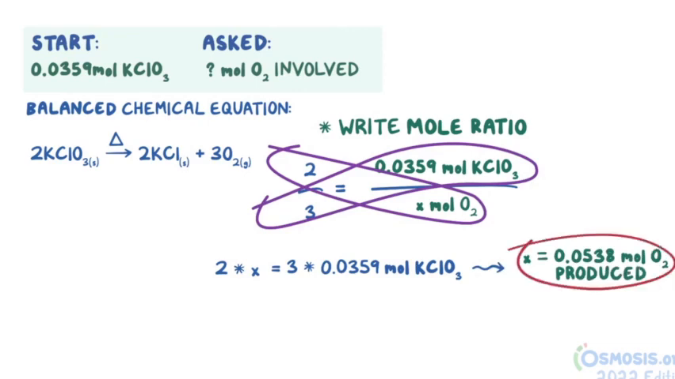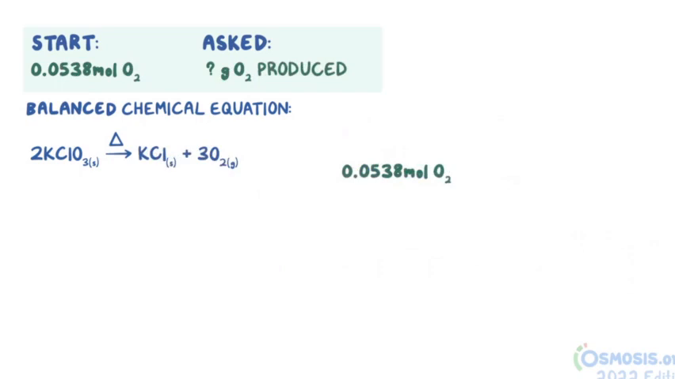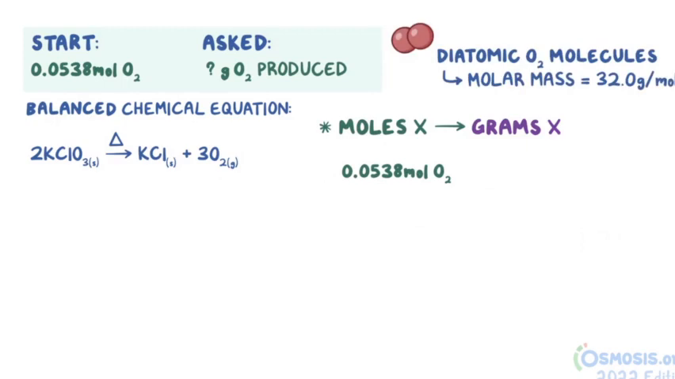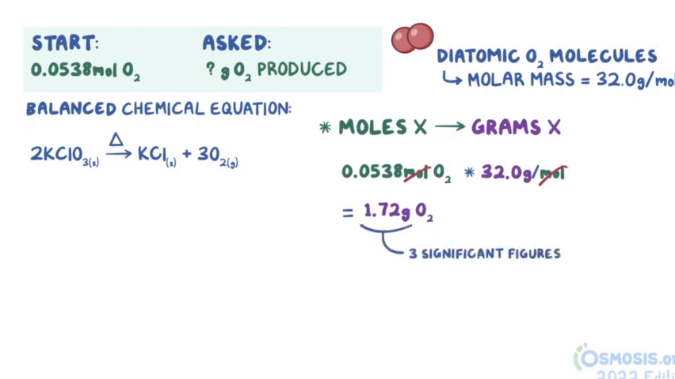Now, our last step is to convert 0.0538 moles of oxygen into the mass of oxygen. We recall from before that diatomic oxygen molecules have a molar mass of 32 grams per mole. So we multiply 0.0538 moles by 32 grams per mole, which gives us 1.72 grams of oxygen. Note that our final answer has 3 significant figures.